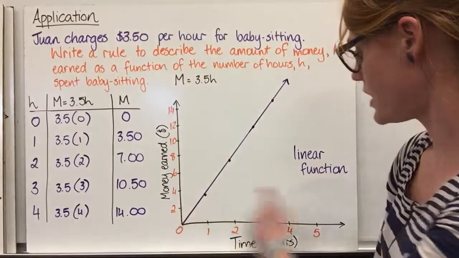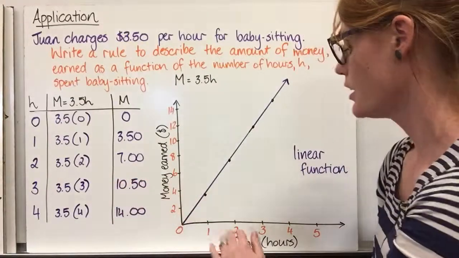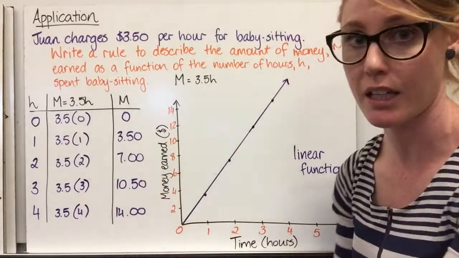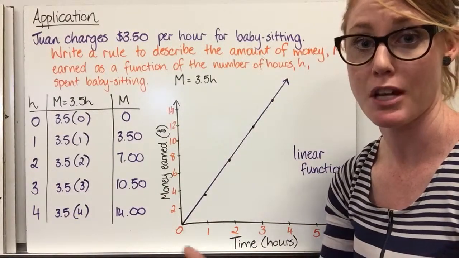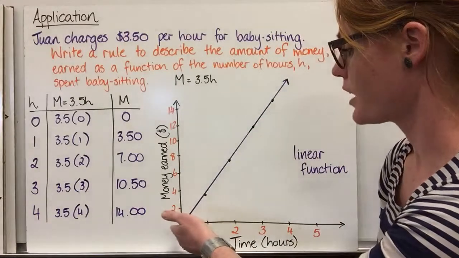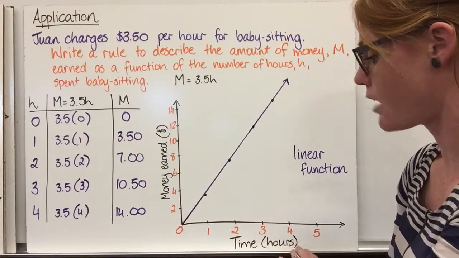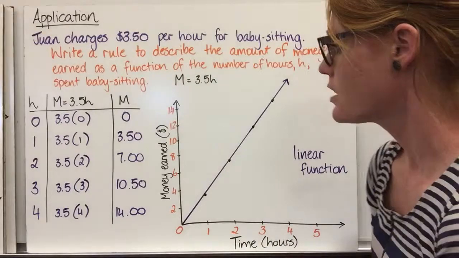So on our graph here, you'll notice I just have this first quadrant because we're not going into negative hours worked or negative money earned. Hopefully he's a good enough babysitter that they won't charge him to look after their kids. So we have the money earned represented up the side here, and the time or the hours spent babysitting along our x-axis.